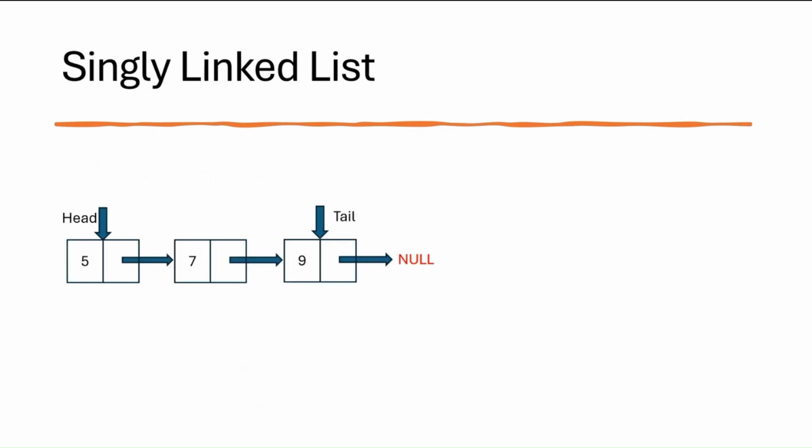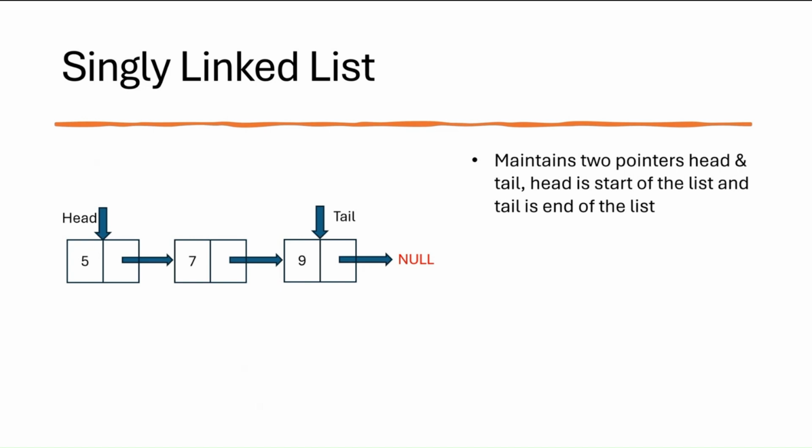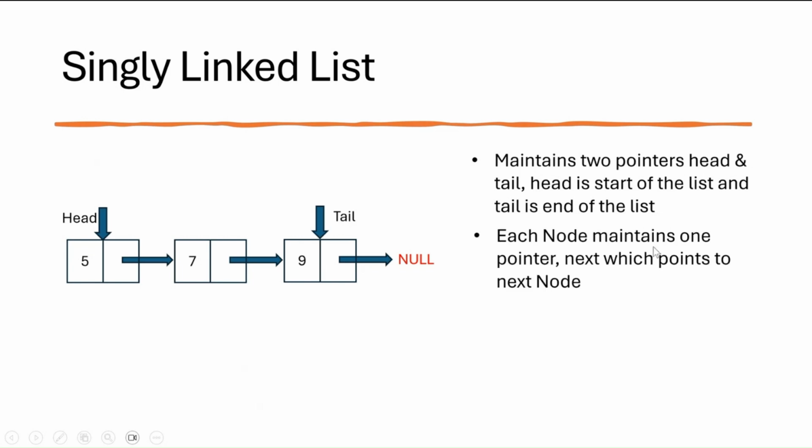So this linked list represents the singly linked list. What does that mean? It maintains 2 pointers, head and tail. Head is the start of the list and tail is the end of the list. You can see this is the starting point, this is the end point. Each node maintains 1 pointer, next, which points to the next node. The arrows you see from left to right are the next pointers.